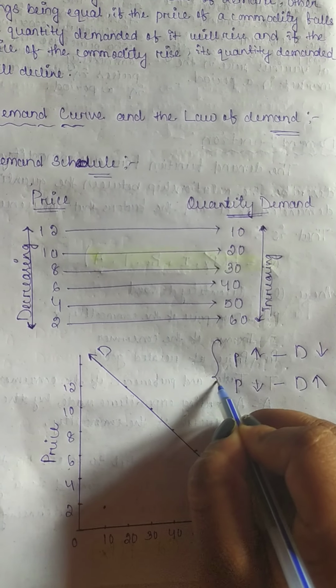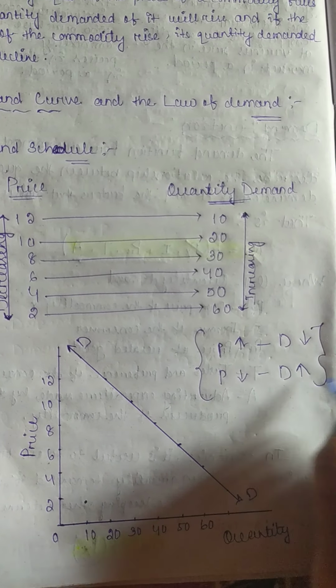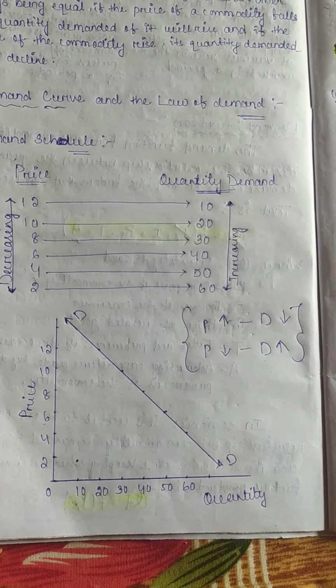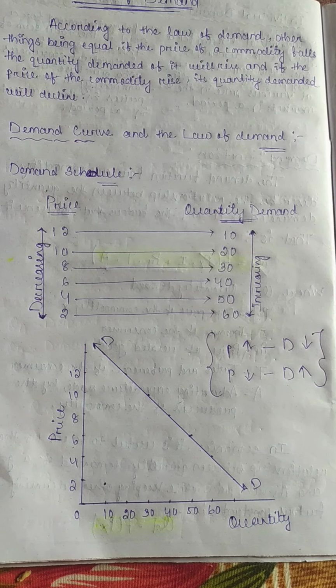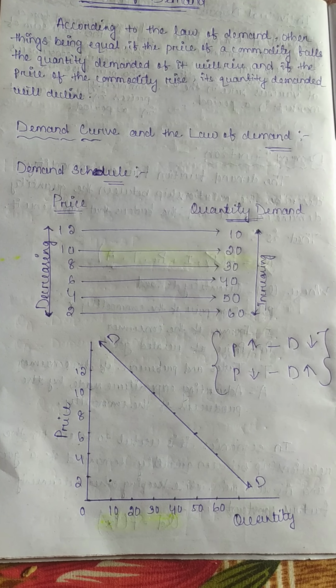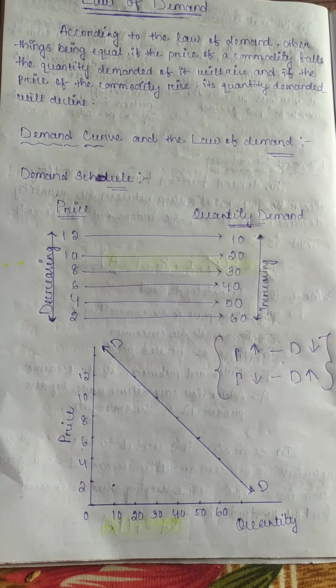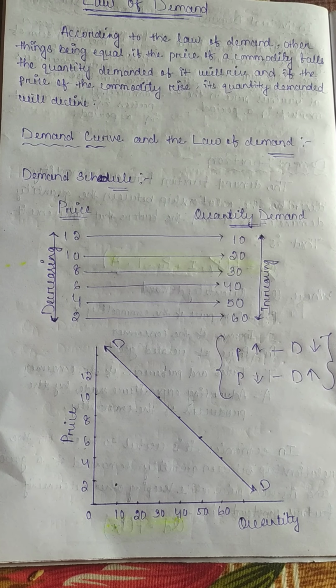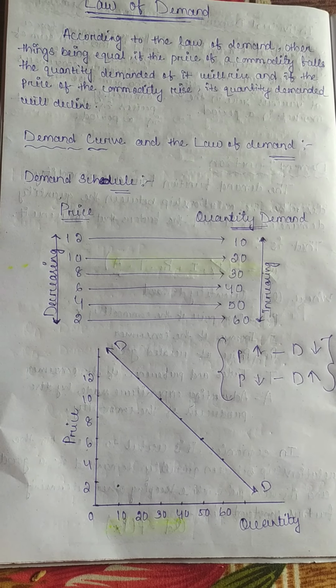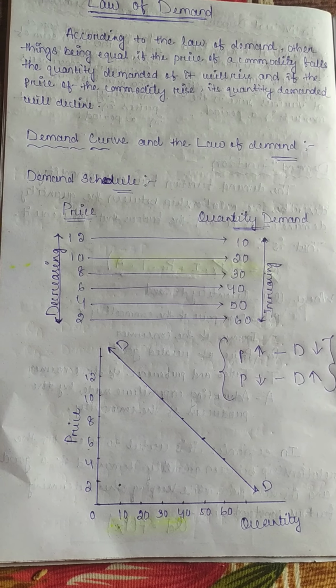This is because of human psychology. That means we general people demand more when the price of a commodity decreases, and demand less when the price of the commodity increases. In economics, we call this the law of demand.